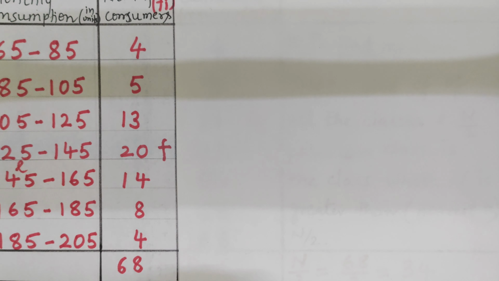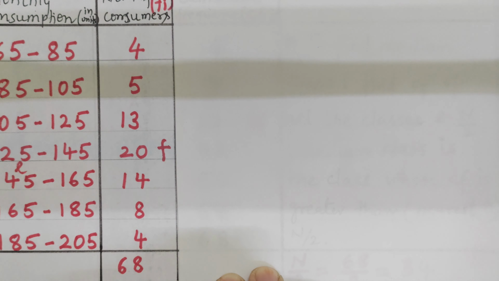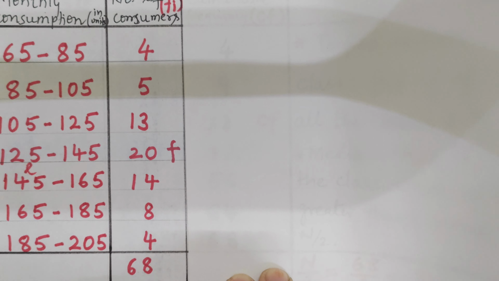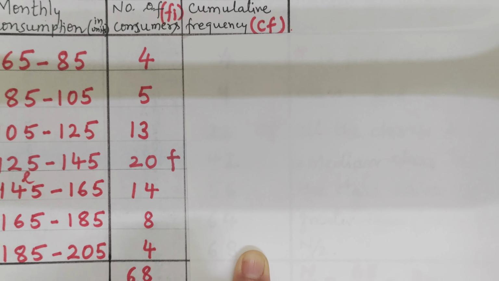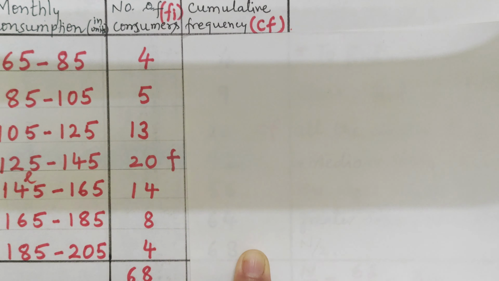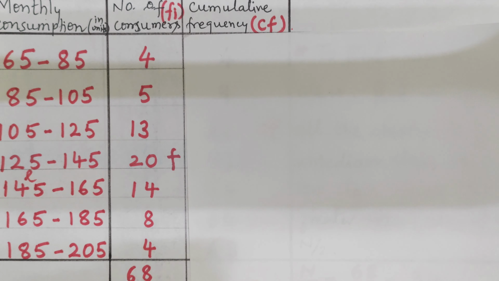To find median, first of all we need to select a median class. And for the selection of median class, we need to make one more column, which is cumulative frequency, in short CF. Now we will find cumulative frequency for each class.